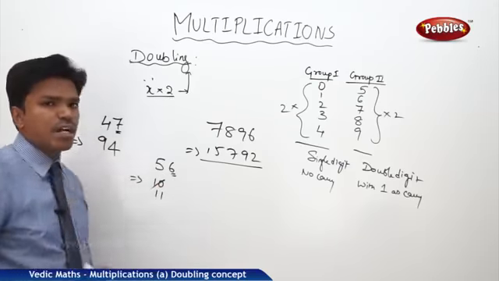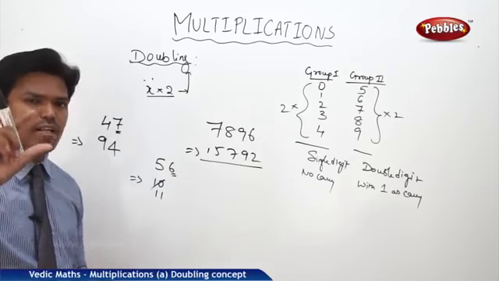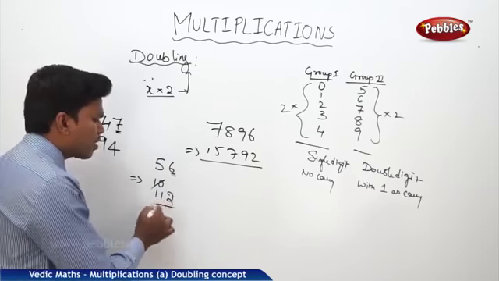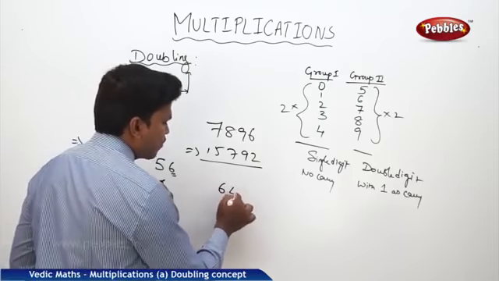Now what is 2 6s? 12. In the 12, 1 is already carried, so write the end number, that is 2. So what is your answer? 112.